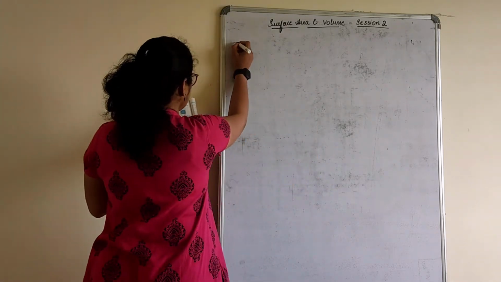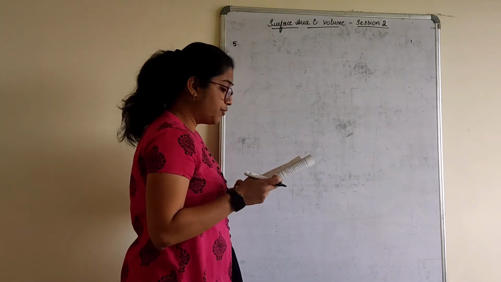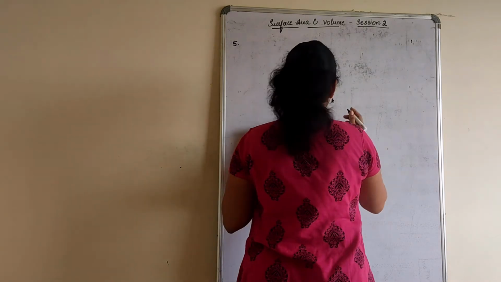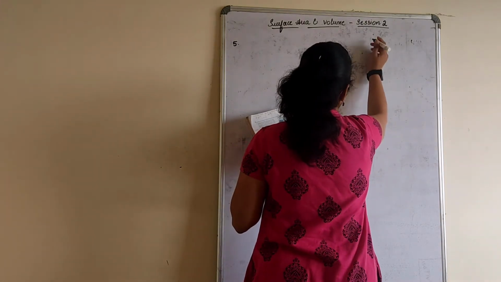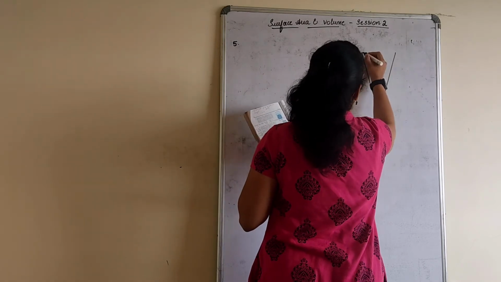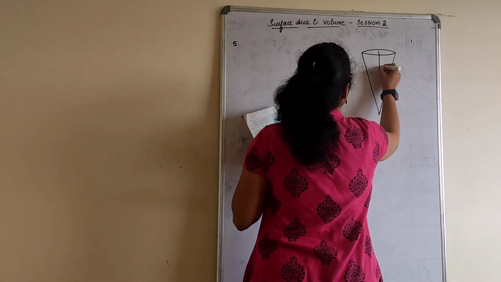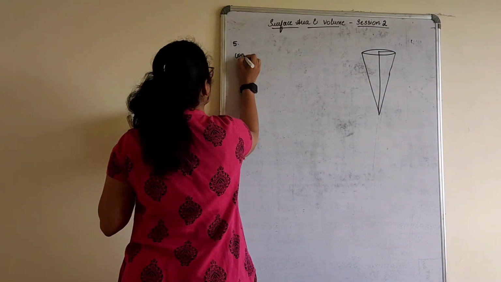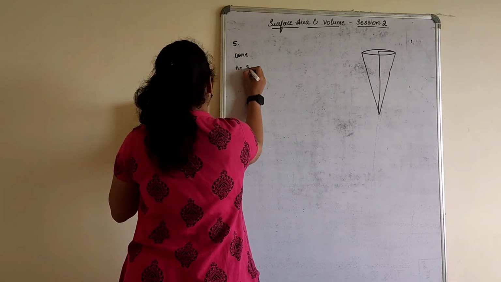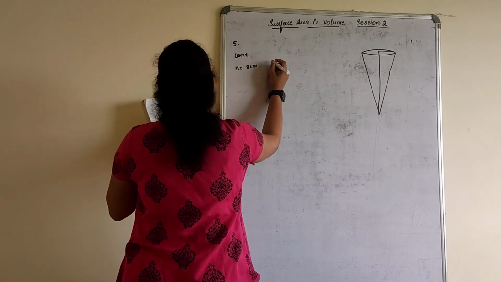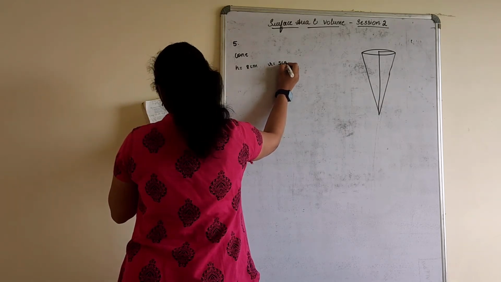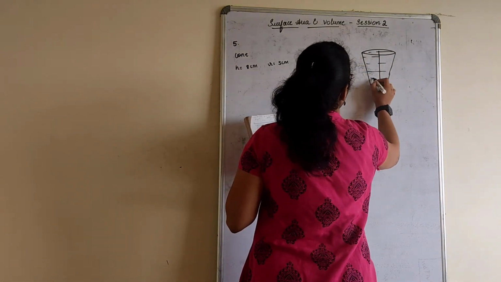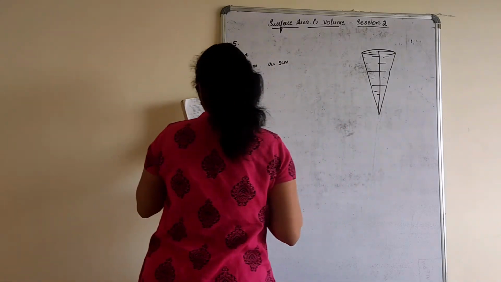Fifth one. A vessel is in the form of an inverted cone. Its height is 8 centimeter. So a vessel is in the form of an inverted cone, like this, what we can draw. So this is a vessel. First we'll write about the cone, whose height is 8 centimeter and radius of its top, which is open, is 5 centimeter. Okay, it is filled with water to the brim. Brim is till the neck. Till the neck of the cone, water is filled.